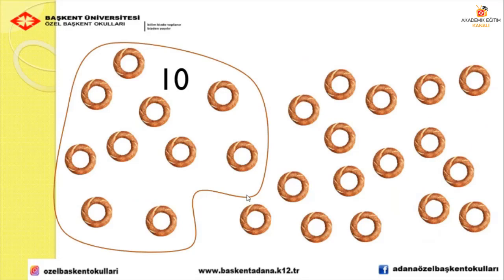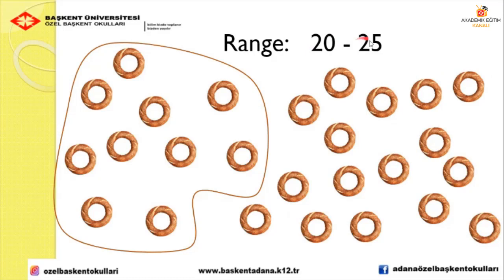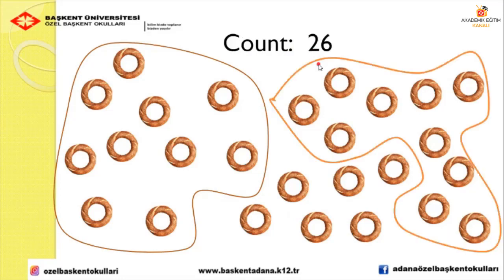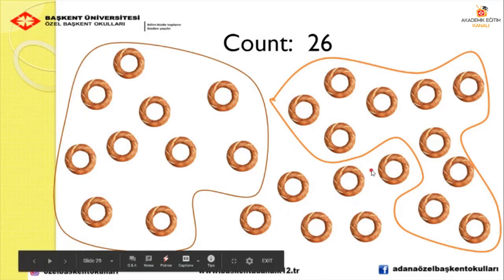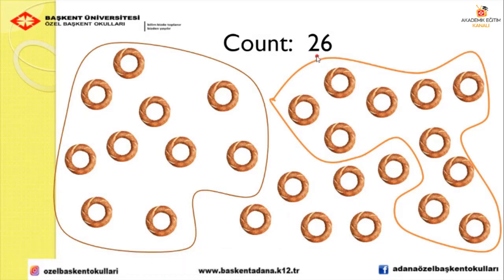I'll count in 10. So if there are 10 here, I think in total there must be about 20 to 25 cements in total. The range, it's 20 to 25. Now let's count them. 10 and another 10 and an extra 6. There are 26 cements in total.